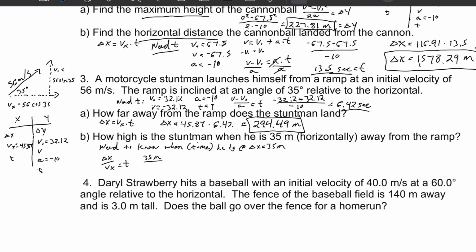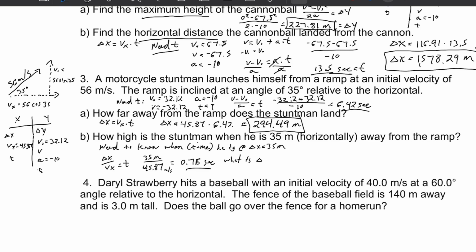Delta x over Vx is equal to t. It's just a rearrangement of delta x is equal to Vx times t. And we've got 35 meters divided by that 45.87 meters per second. This will give us our time point. Looks like it takes the stuntman 0.76 seconds to get to that horizontal displacement.